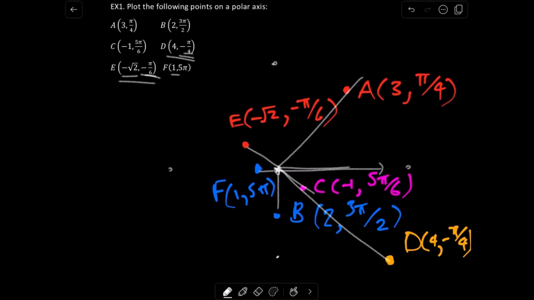So that's how you handle this example. That's how you plot polar coordinates. Always start with the angle. Remember, if it's a positive angle, you're going anti-clockwise. If it's a negative angle, you're going clockwise. Then plot your r. If you have a positive r, great, plot it as is. If it's a negative r, just extend your imaginary drawing line and plot the mirror image on that imaginary drawing line. So that's exercise 1.